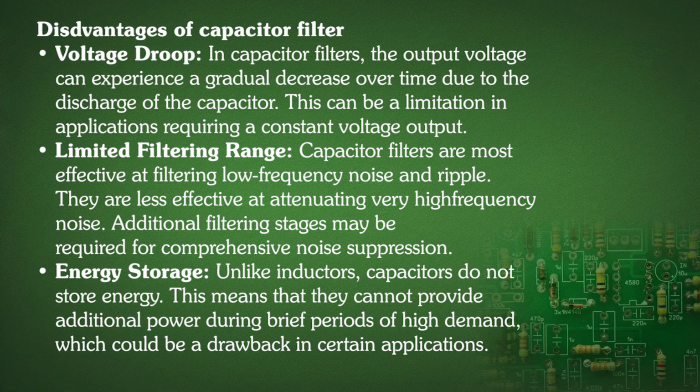Next disadvantage is limited filtering range. So, capacitor filters are most effective at filtering low frequency noise and ripple. So, they are less effective at attenuating very high frequency noise. Additional filtering stages may be required for comprehensive noise suppression.